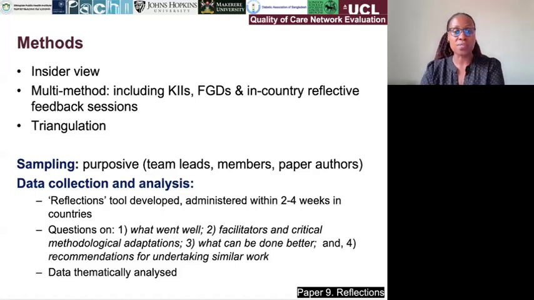This data was then thematically analyzed. The questions we were asking were around what went well, what were the critical success factors, what new methodological innovations did you find or implement, and also what recommendations. Then we collated the data and thematically analyzed it. Next slide, please.